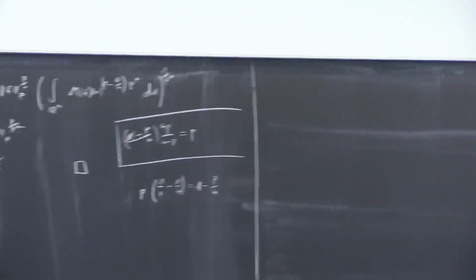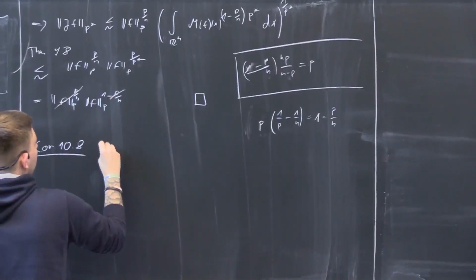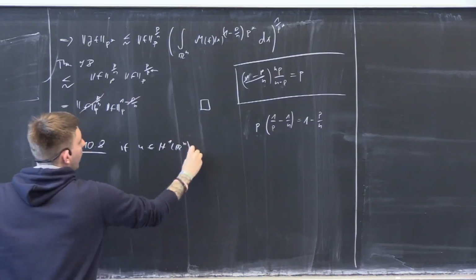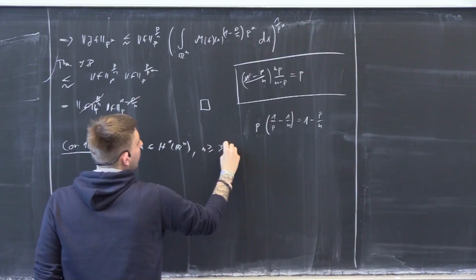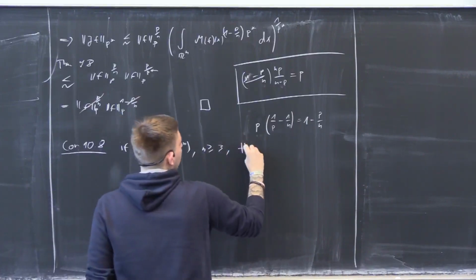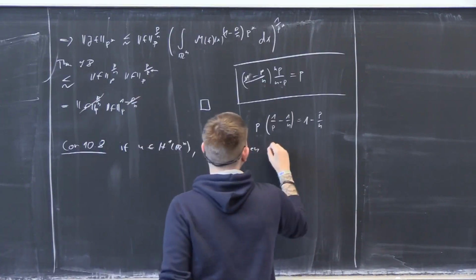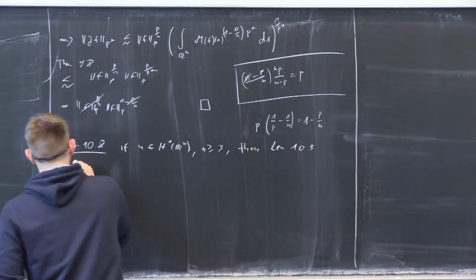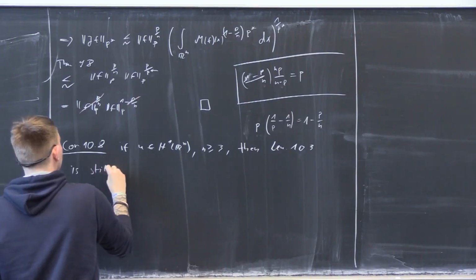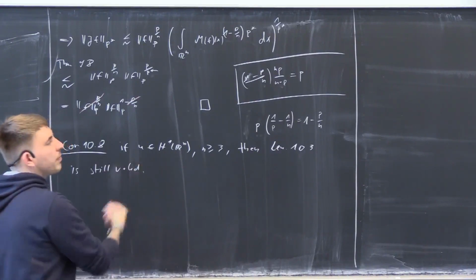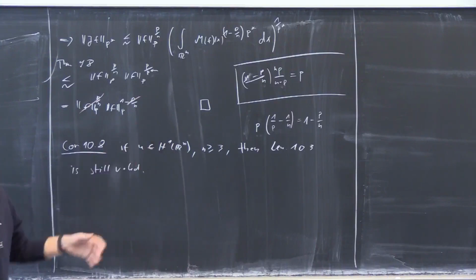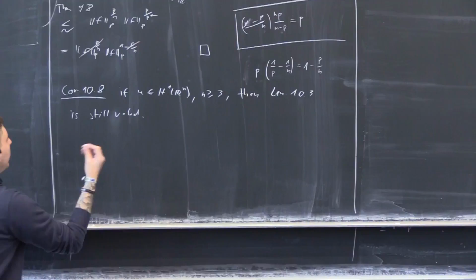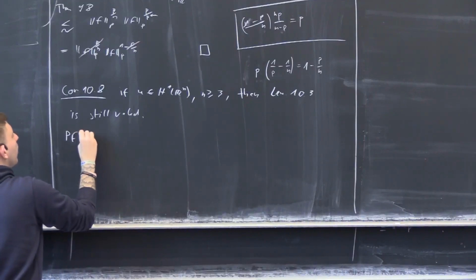Okay? So the corollary is: if u is in H^1(R^n) and n is at least 3, then Lemma 10.3 is still valid. Yeah, so this would mean that for u from this class, we get the same representation as we had there for the more regular functions. Let's give a little proof of this.